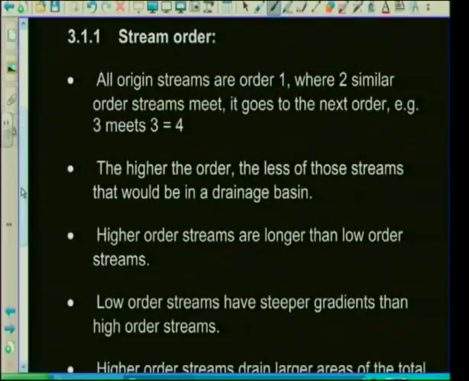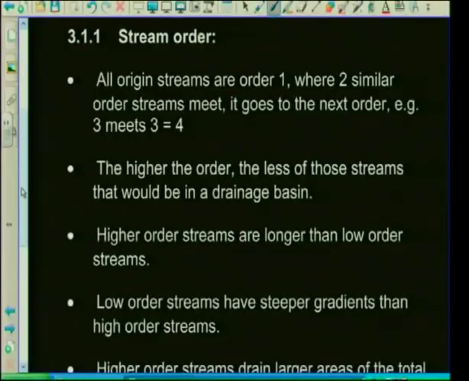When two first order streams meet, they become a second order stream. If two second order streams meet, they become a third order stream. And so the process goes on, and there's actually no limit to the order that a drainage basin can have. So all origin streams are order 1 streams. Any little river that starts up in a high mountainous area is given a stream order of 1.